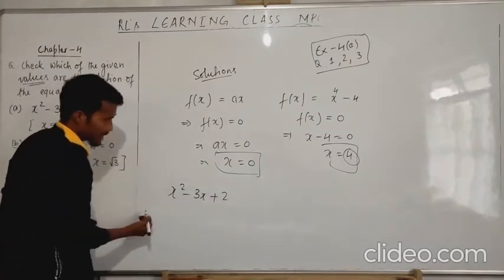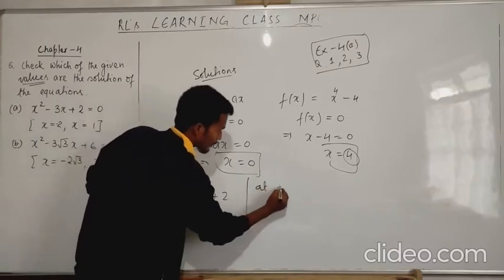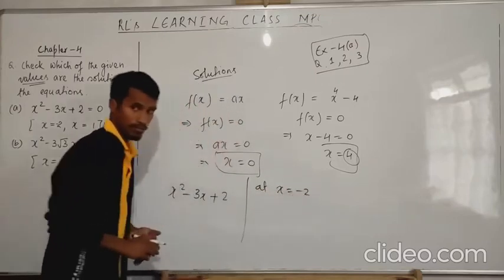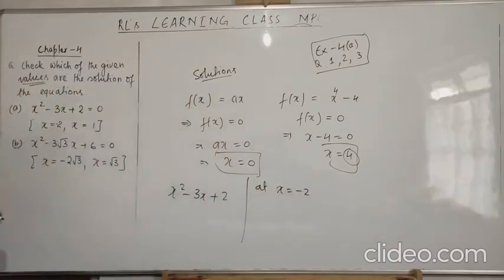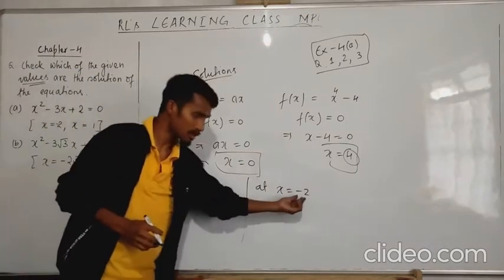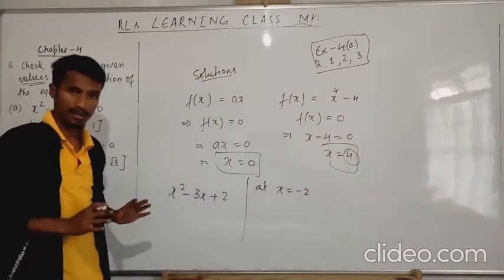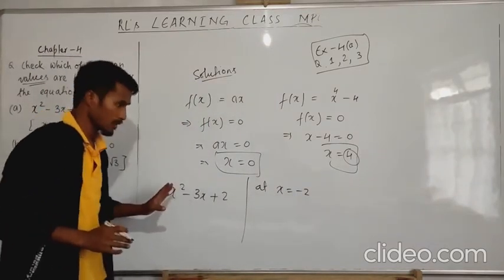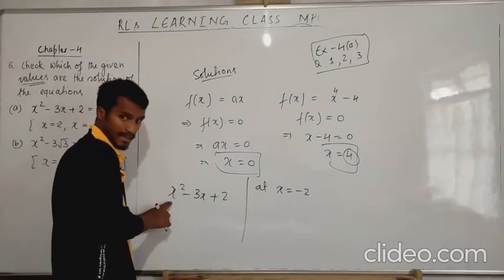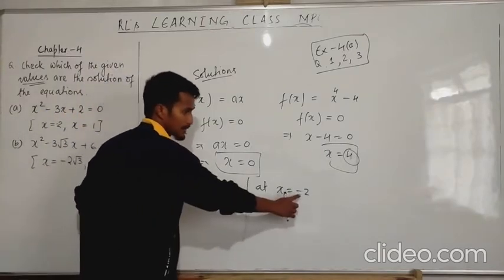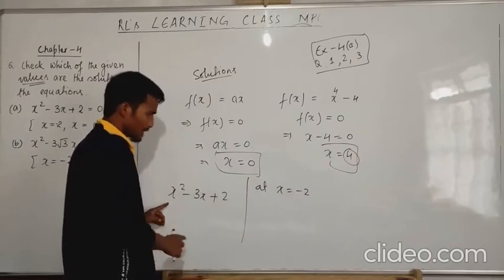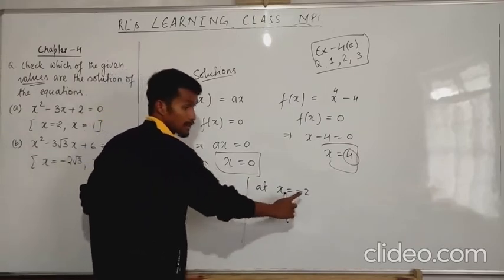Then after that, I write here x is equal to minus 2. Let's check whether this minus 2 is the solution or not. Then in place of this x, what do I have to do? I have to substitute minus 2 in place of this x.